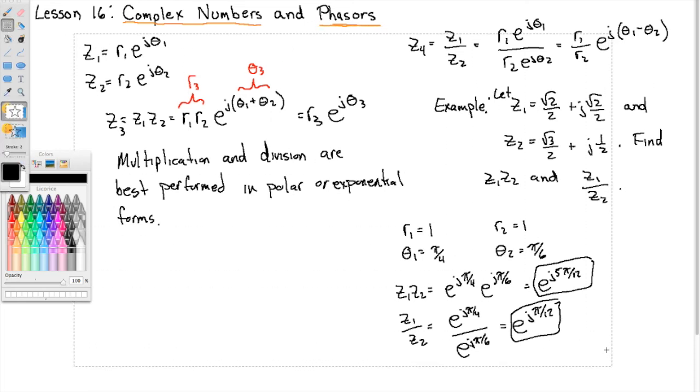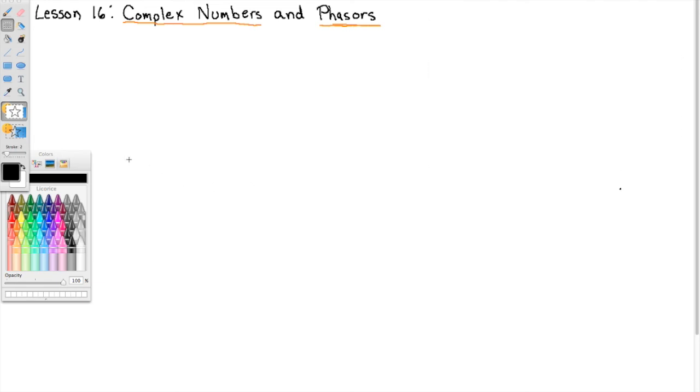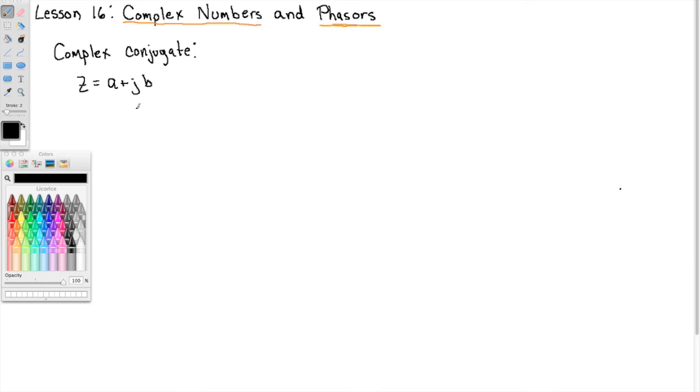Next, in our complex number primer, is the so-called complex conjugate. I'm moving quickly here because most of this should be a review for you. If we have a complex number c equals a plus jb, the complex conjugate is denoted by this star, asterisk.